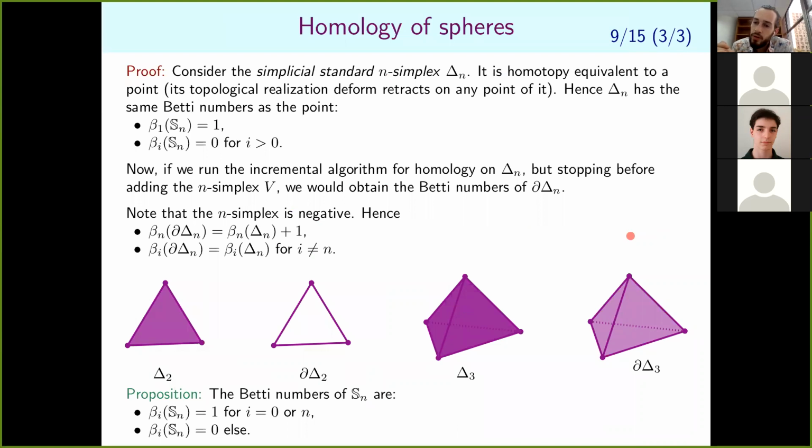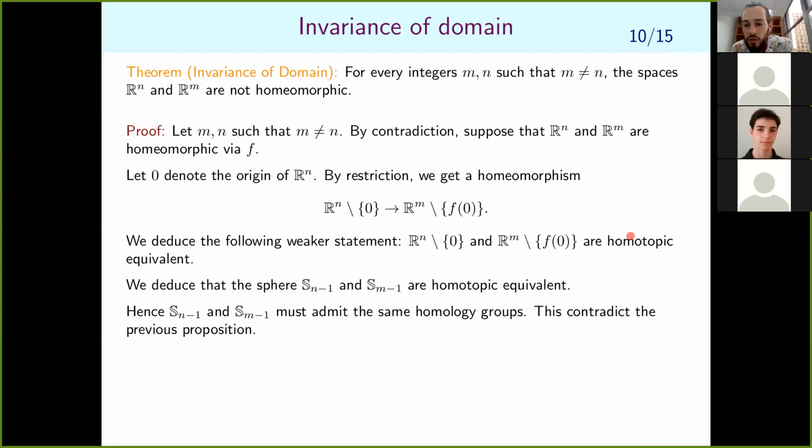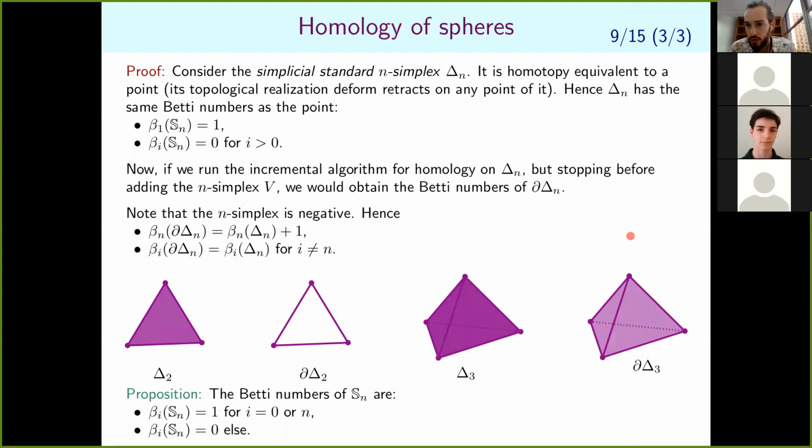Since we know now the homology of spheres, this is a very good opportunity to show a result that I showed you before, the invariance of domain. First, a question of Lucas. Is it trivial to prove that the boundary of delta n is homeomorphic to Sn? This is not very difficult, but you have to be careful when proving that.